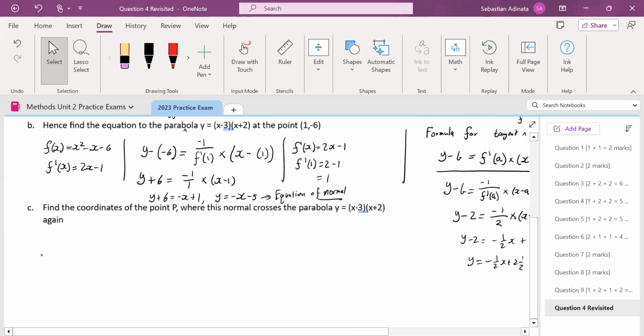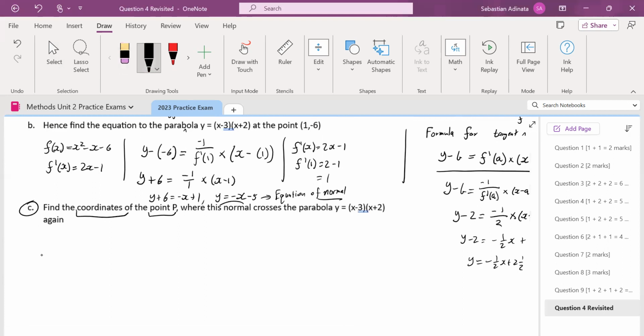Now C, find the coordinates of the point P where this normal, so when they mean this normal, they're linking to the equation you just found. So let's highlight that.